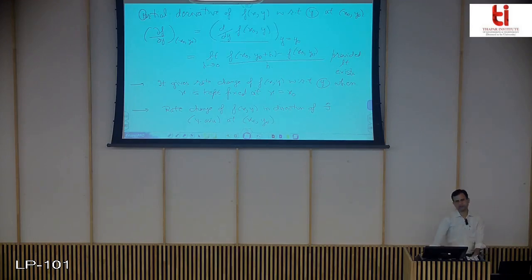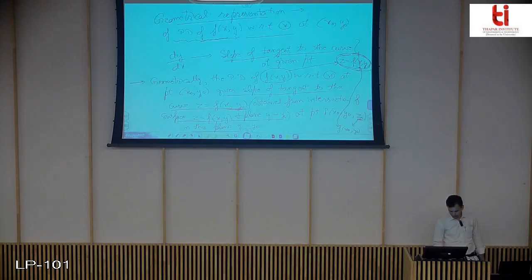In the direction of j cap, it is the reason why, because we are differentiating with respect to y. Y is variable, x is fixed, so we can't find the rate change in the direction of i cap here. Only y is varying, so we get the rate change in the direction of j cap. So these are the definitions.